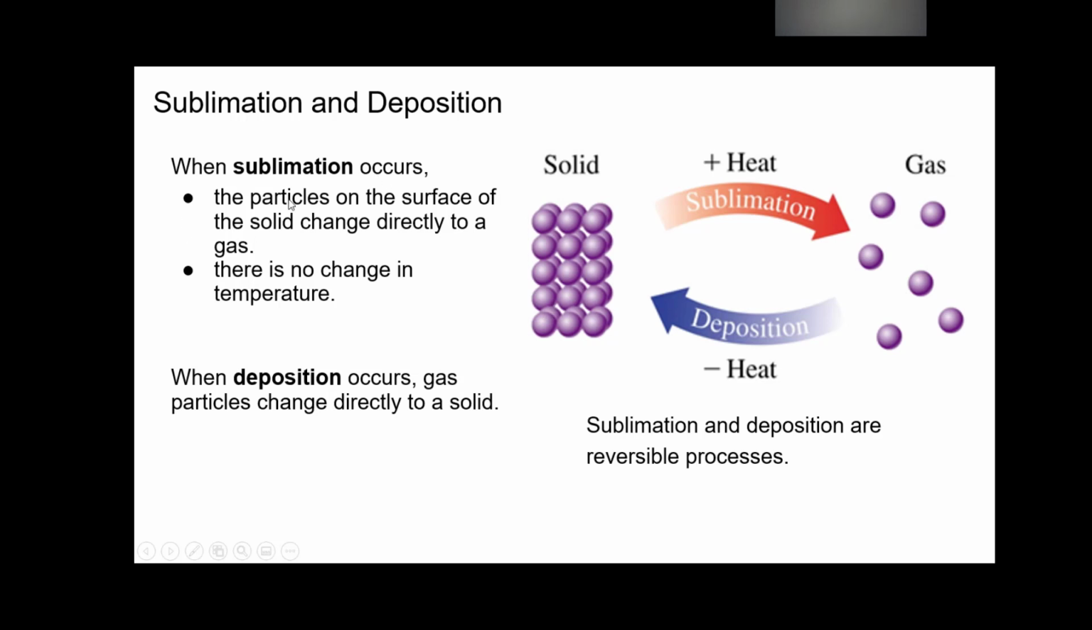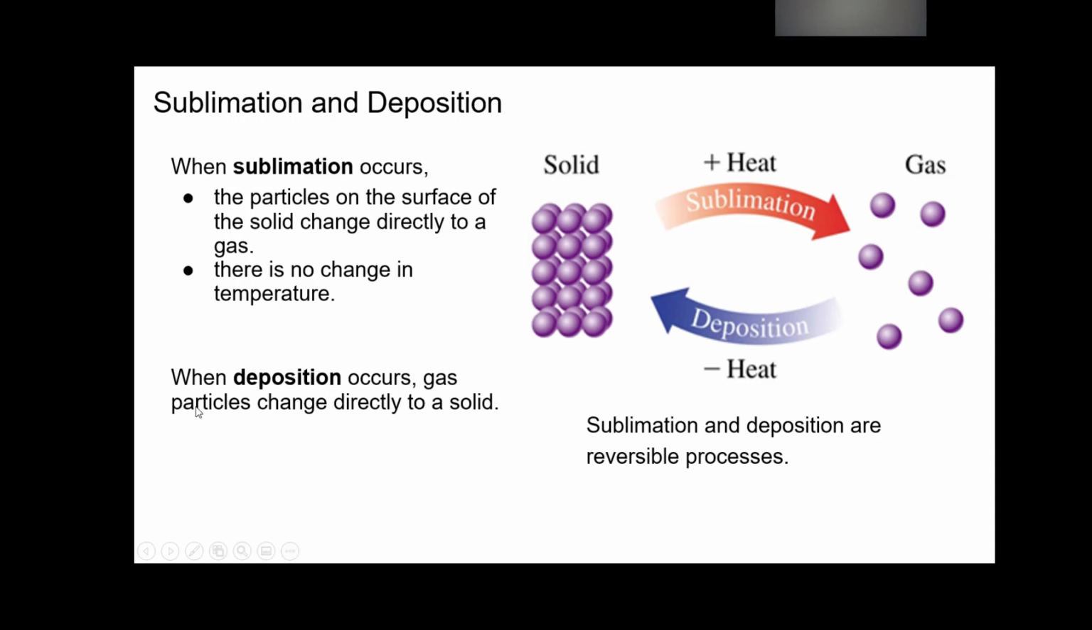When sublimation occurs, the particles on the surface of the solid change directly to gas. There is no temperature change. So when this is happening, there's no temperature change. All the energy is going straight into the change of state or phase, not into increasing the temperature. When these changes happen, there are only two things that can happen. Either the temperature will go up and there's no change of phase, or there's no temperature change and all the energy goes into changing the phase. But it cannot do both at the same time.